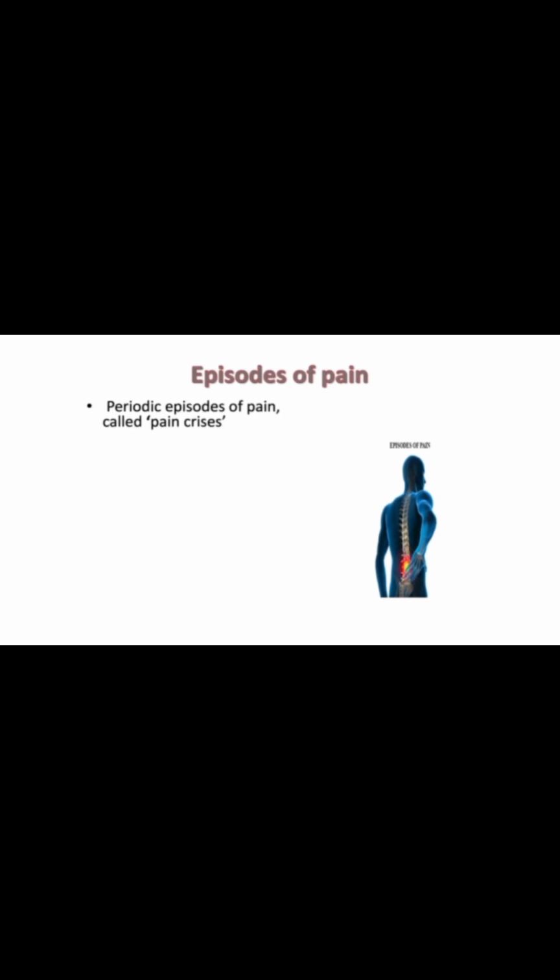Episodes of pain. Periodic episodes of pain, called pain crisis, are a major symptom of sickle cell anemia. Pain develops when sickle-shaped red blood cells block blood flow through tiny blood vessels to the chest, abdomen and joints. Pain can also occur in the bones.